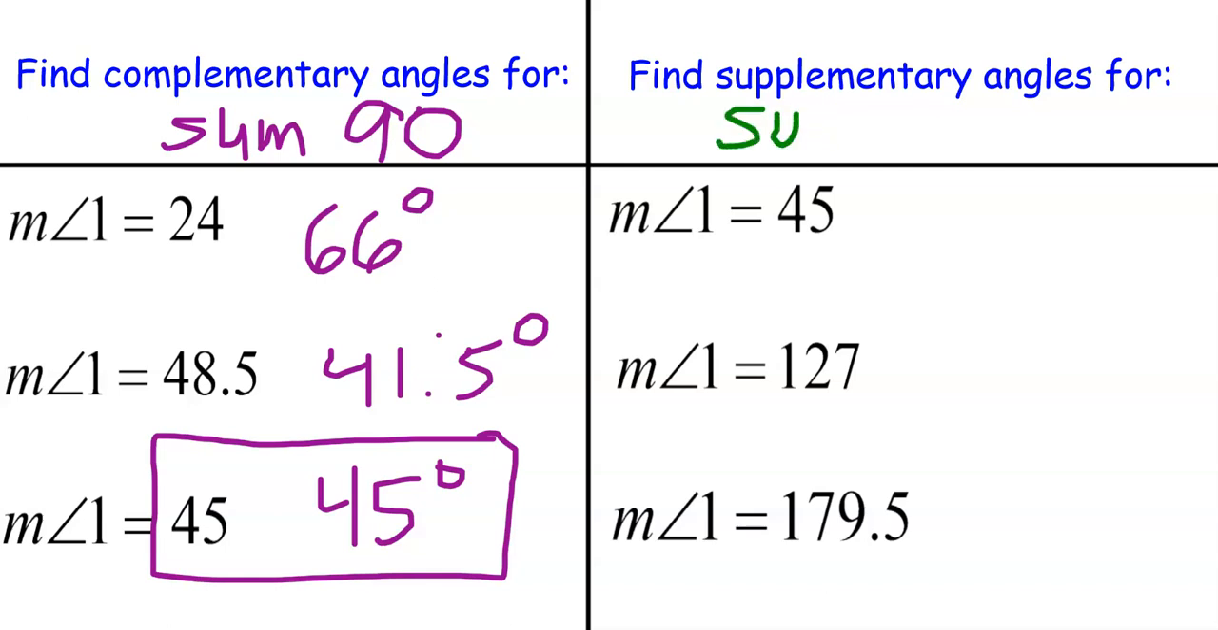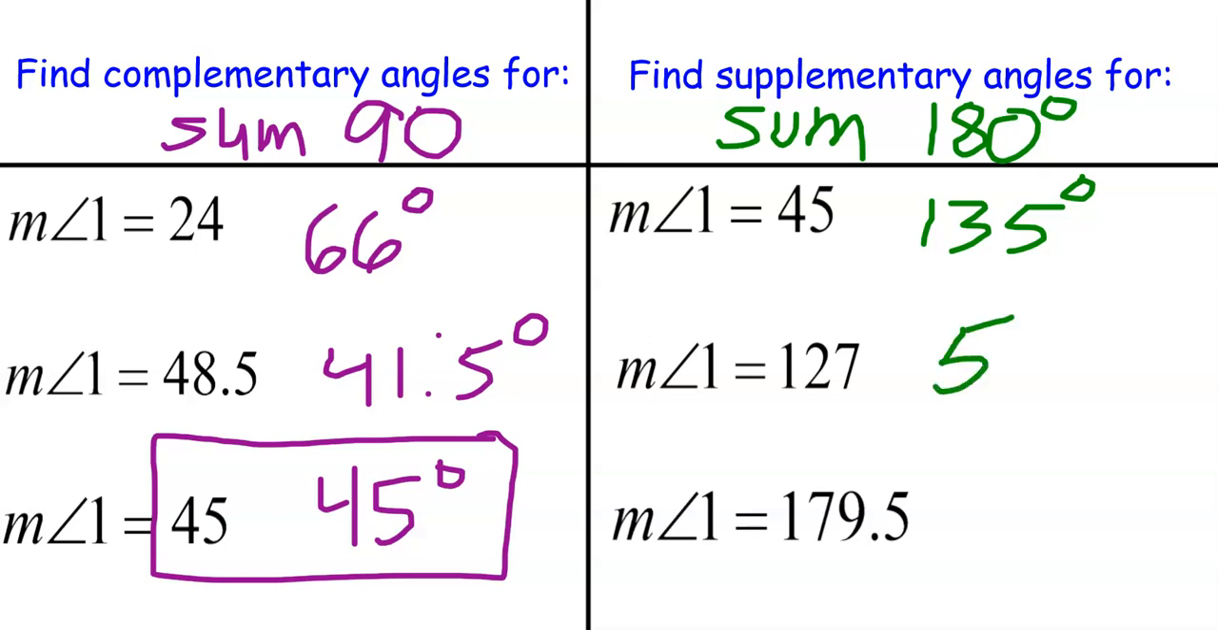Looking at the supplementary column, we remember that supplementary angles sum to, or the measures of them add to, 180 degrees. 180 minus 45 is 135 degrees. 180 minus 127 is 53 degrees. And 179.5 taken away from 180 is 0.5 degrees.